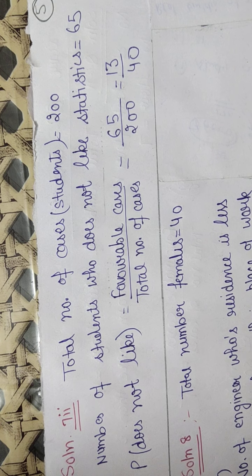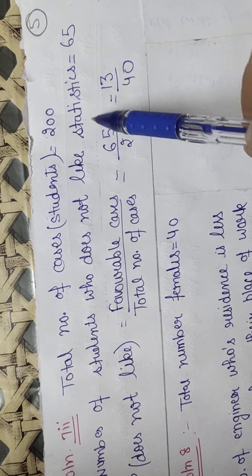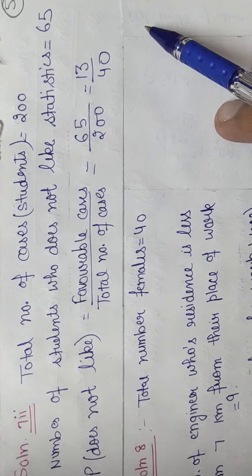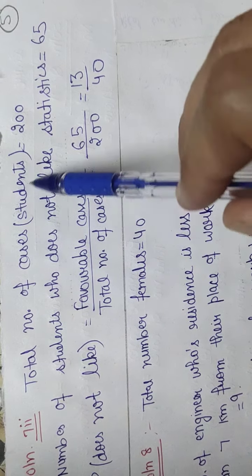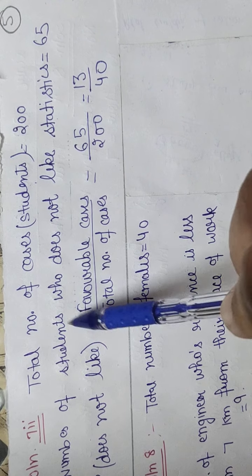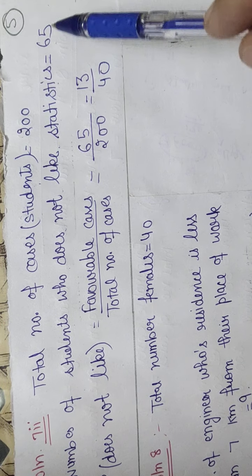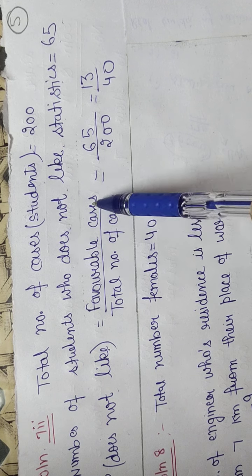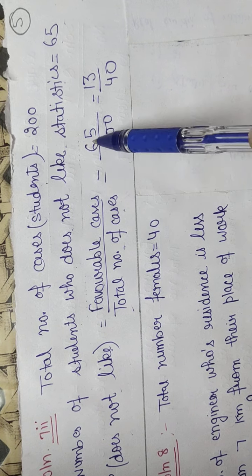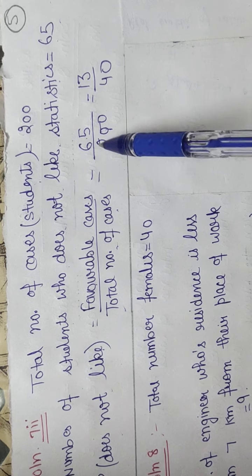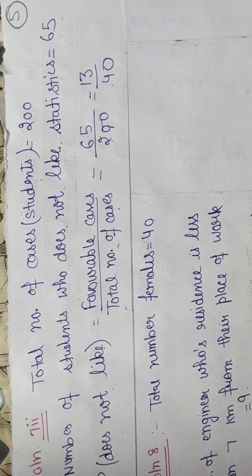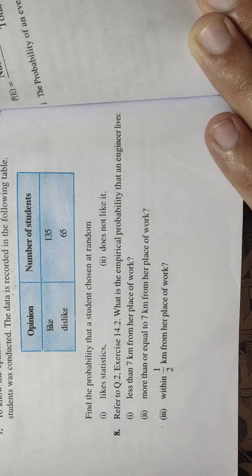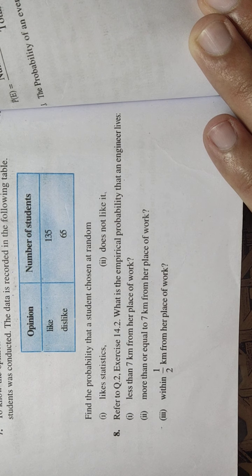In the second part you have to find the probability of students who do not like statistics. So first, total number of cases, that is total number of students, is 200. Number of students who do not like statistics are 65. So probability of not liking statistics is favorable cases divided by total number of cases. So it is 65 upon 200. Cutting on the table of 5 you will get your answer. Very simple question. Now see question number 8.